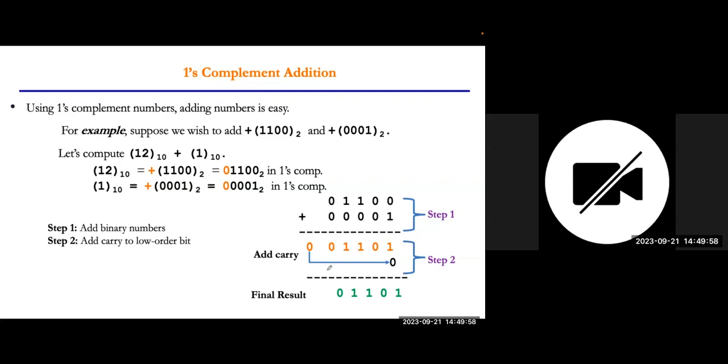If there is no carry bit, then this will become the final result. If there is a carry bit, then that carry will be added here, and that will give the final result.